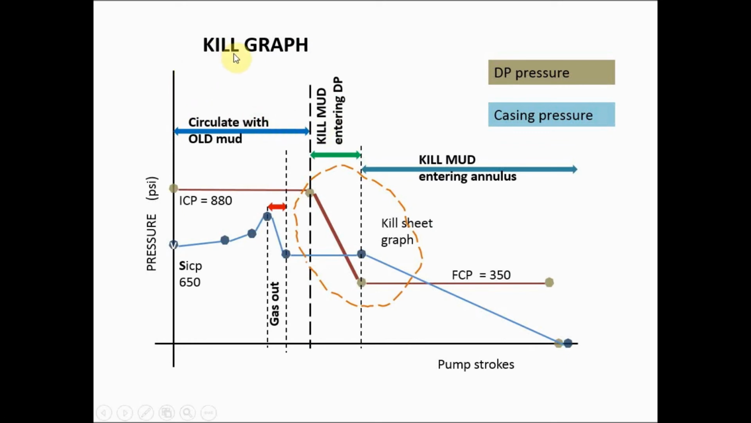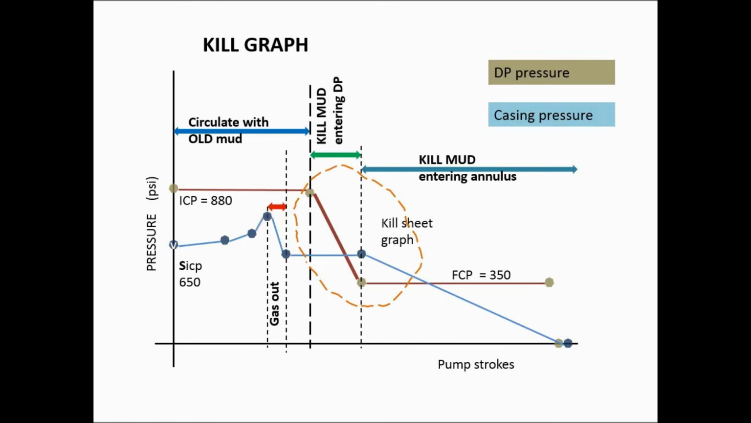This kill graph here summarizes our process. At the beginning, when we circulate with old mud, we see that we maintain drill pipe pressure constant during the period until all of the influx is out of the annulus. On the casing pressure side, the pressure of the casing will increase gradually, reaching maximum when the influx just starts to go out from the choke.